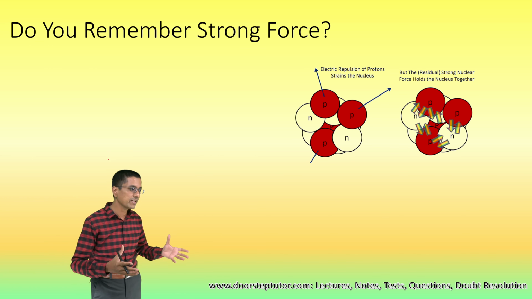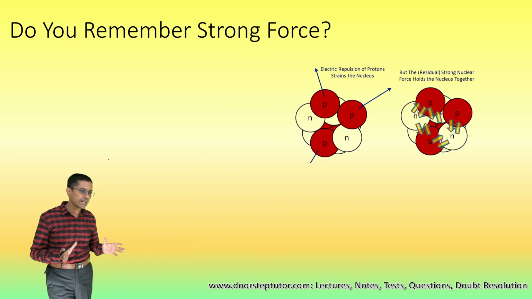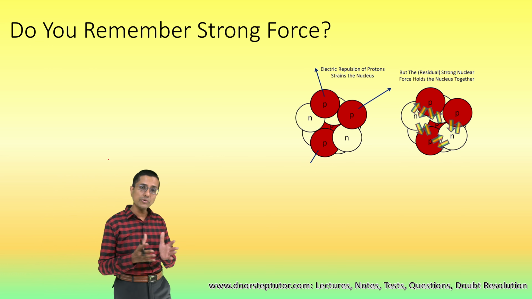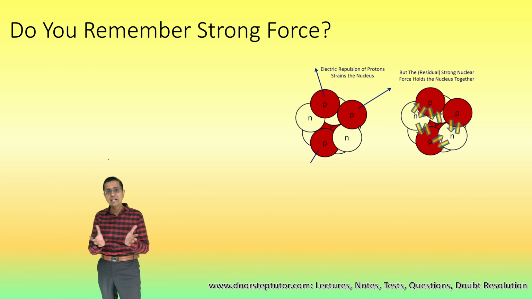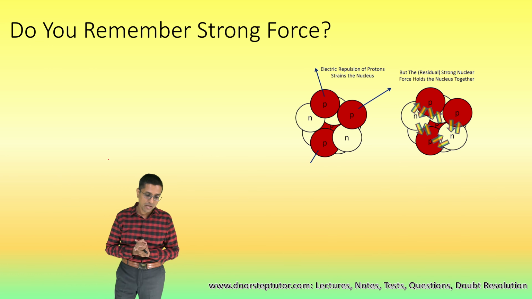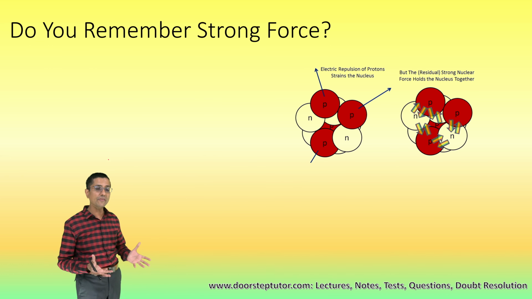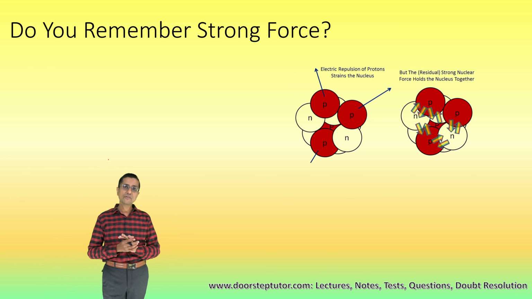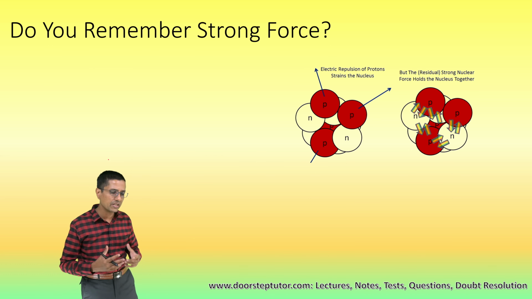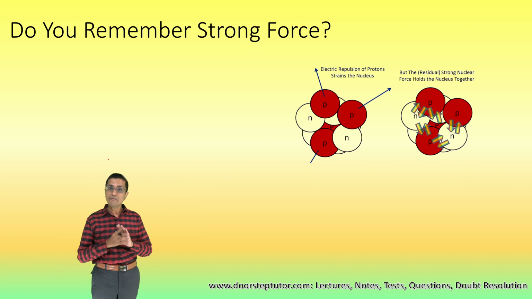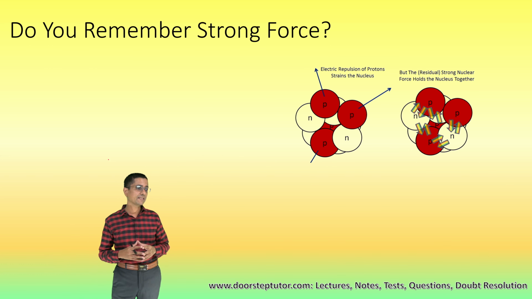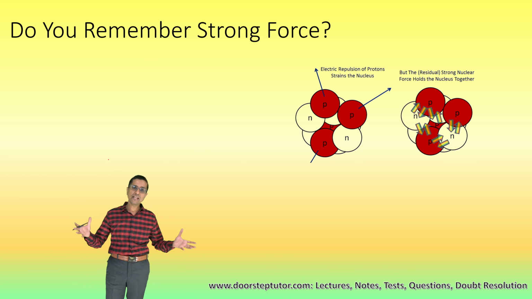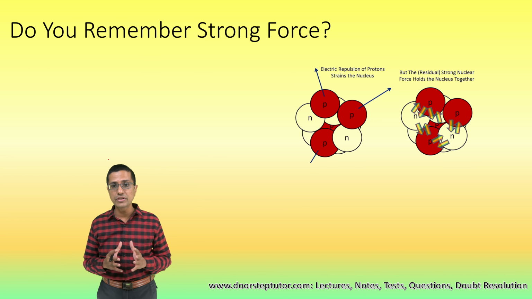Inside the nucleus you will find both protons as well as neutrons. We know that. Now, how come two protons stay together even when they have the same charge? There should be electrostatic repulsion between them. But even with that repulsion, there is something known as the strong force, which is stronger than that repulsion, and that is what keeps the protons together.